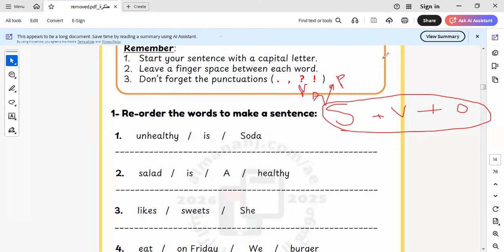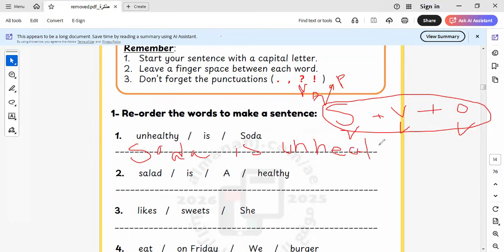What are a noun and a pronoun, Iman? When we say Ahmad plays football, or I omit Ahmad and replace Ahmad with he, this is called a pronoun. So the subject can be a noun or a pronoun. Here is the verb, the action that the one is doing, then the object. Let's apply this rule in this sentence. Soda is the subject. Where is the verb? Is. Is unhealthy. So here I rearrange this sentence as it is.